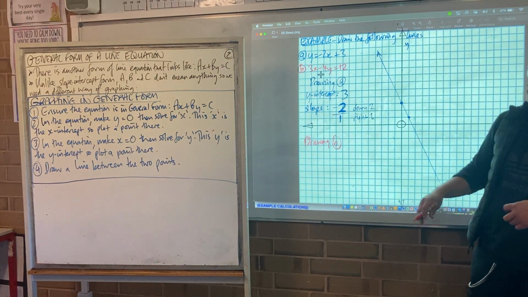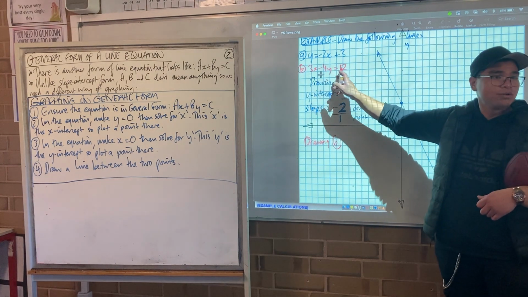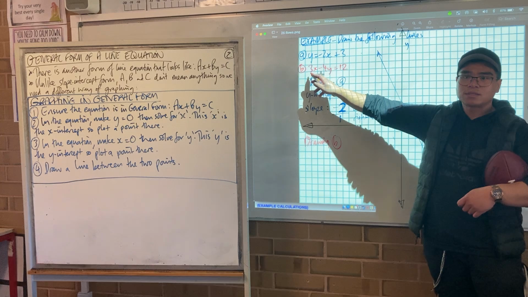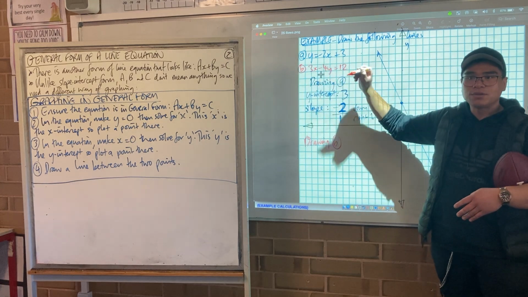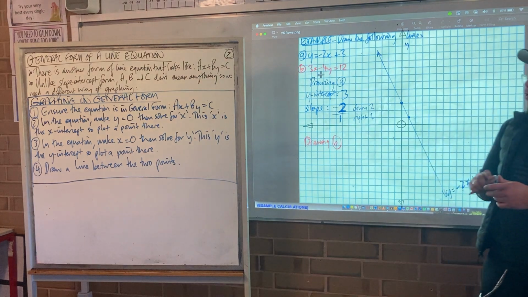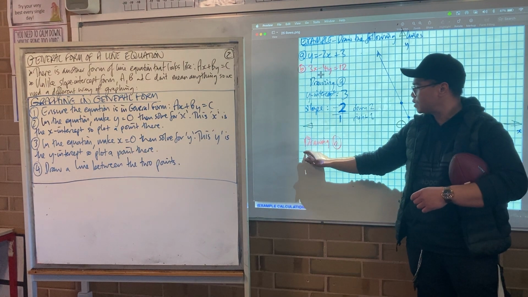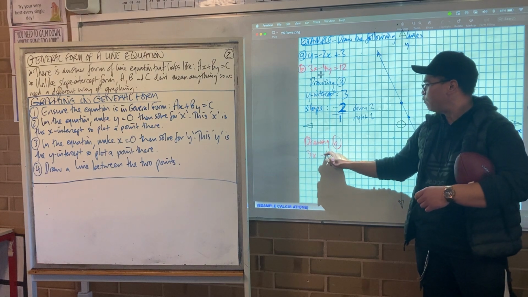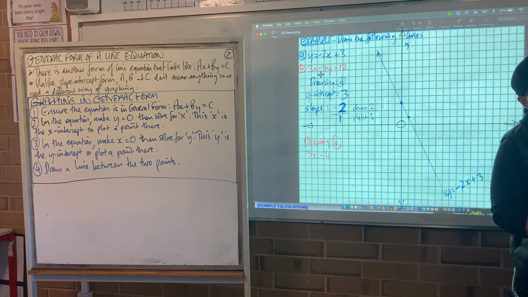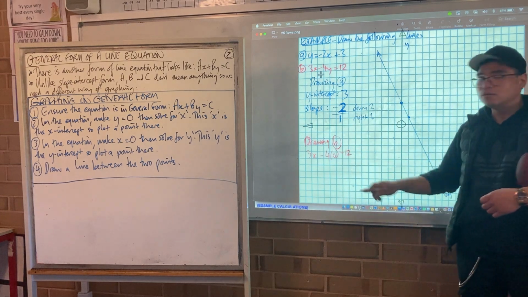So how do I draw B? Let's adopt these steps. Step 1, is B written in general form? Yeah. Is it something x plus or minus something y is equal to another number? Yes. Step 2, in the equation make y equals 0, then solve for x. So I'm going to rewrite the equation as 3x, take 4, but I'm making y equals 0. So it's going to be 4 times by 0 equals 12.